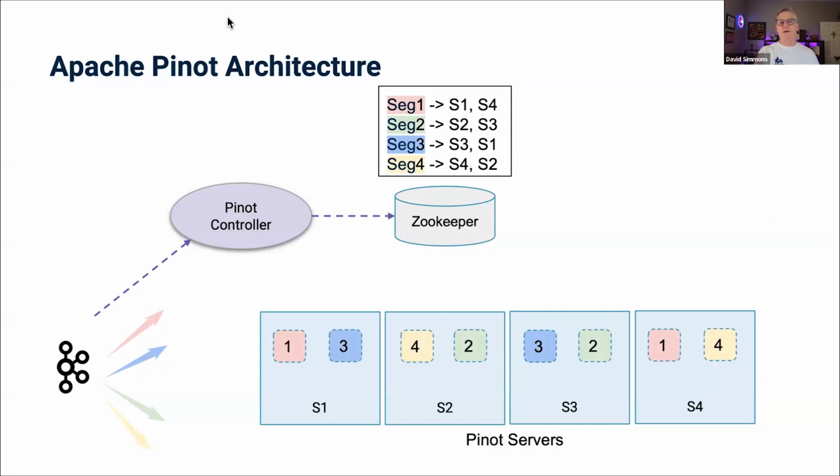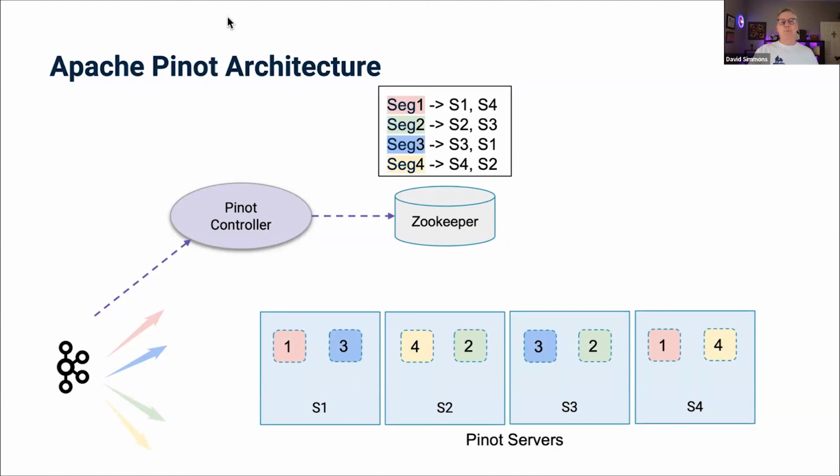So I'm spreading the data segments across the Pinot servers via Zookeeper, so that if, say, server 1 goes down, that would take segments 1 and 3, right? But I can still get segment 1 from server 4, and I can still get segment 3 from server 3. So I didn't lose anything, right? I'm still able to query that data even though one of my servers is down.